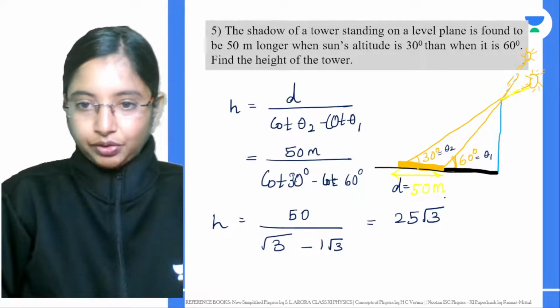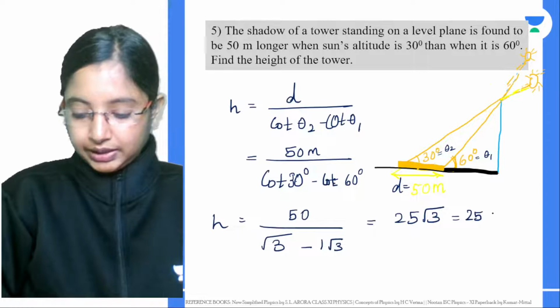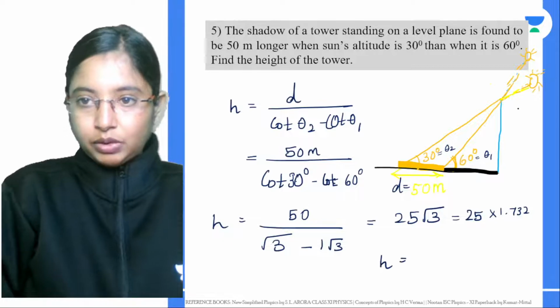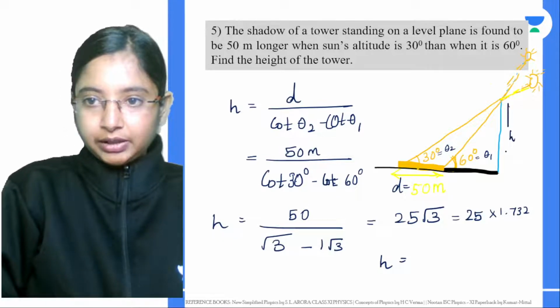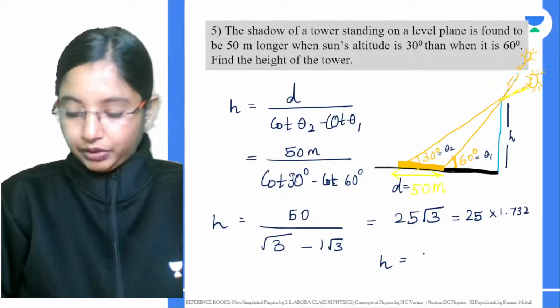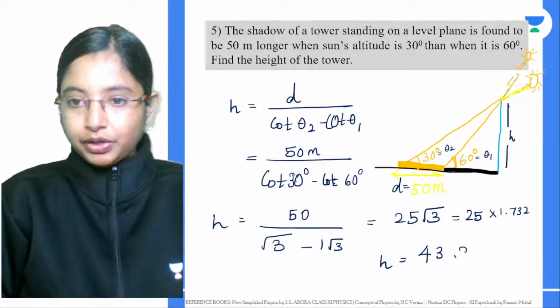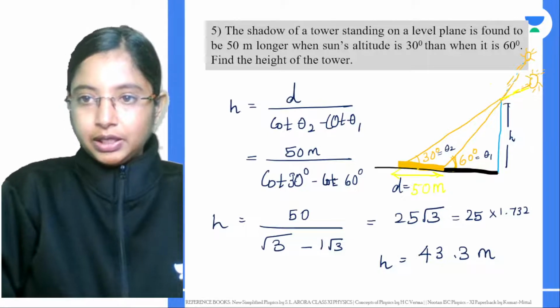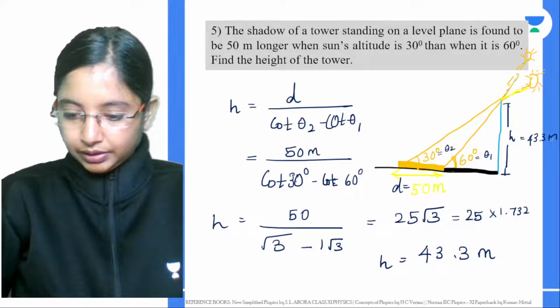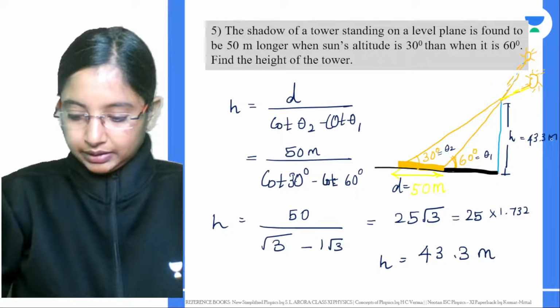Now, if you know the value of root 3, it is nothing but 1.732. So from here you can find the height of this building. The height of the building is given by 25 into 1.732, which is 43.3 meters. This is the height of the building.